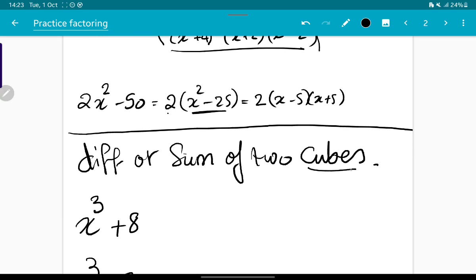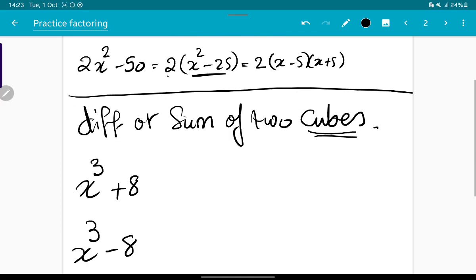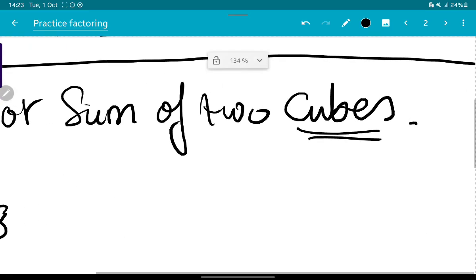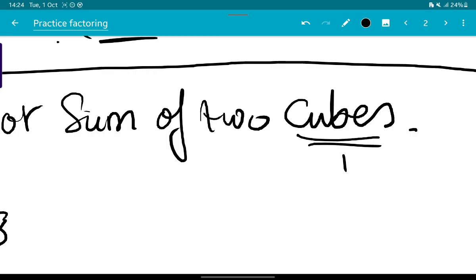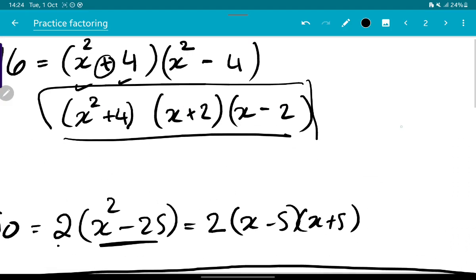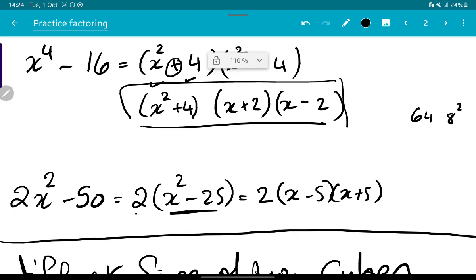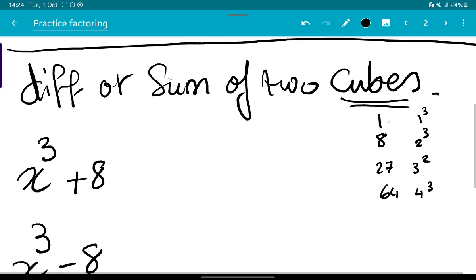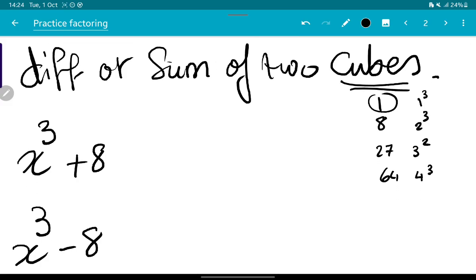When it comes to cubes, we have the difference and sum of two cubes. Cube numbers like 1, because 1 times 1 times 1 is 1. 8, because this is 1 power 3, this is 2 power 3. 27, this is 3 power 3, and so on. We can find 64, 4 power 3. Also in square numbers, 64 is 8 power 2. So 64 is one of the square and cube numbers. 1 is a common number between square and cube numbers.